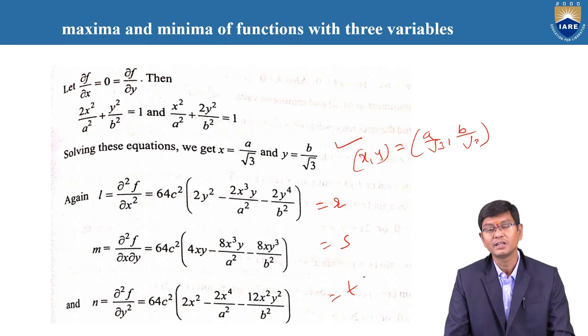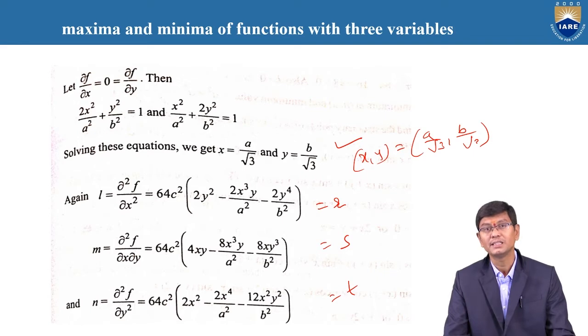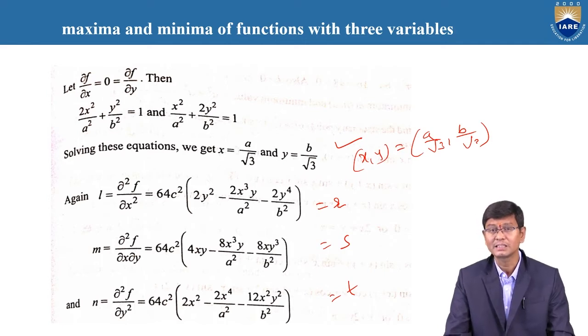Therefore, taking the second derivative with respect to x partially, we obtain ∂²/∂x² equal to 64c² times (2y² minus 2x³y by a² minus 2y⁴ by b²). Similarly, M, that is S, equal to ∂²/∂x∂y, is 64c² times (4xy minus 8x³y by a² minus 8xy³ by b²).